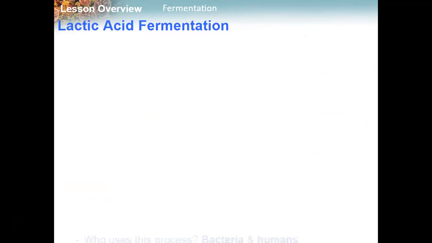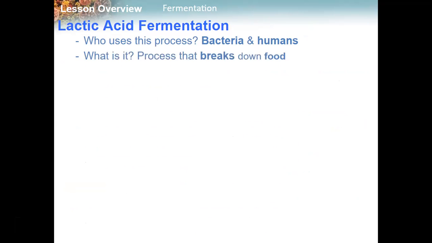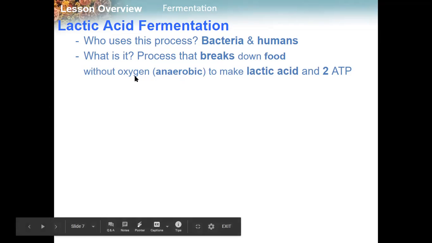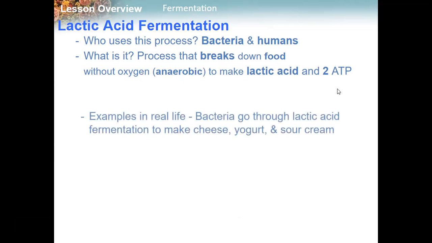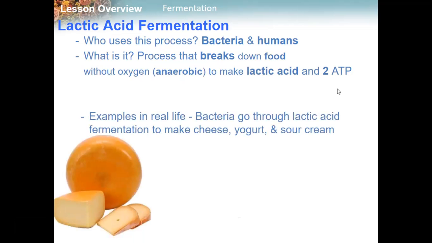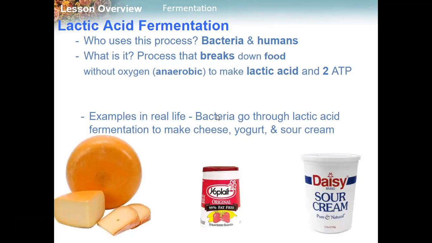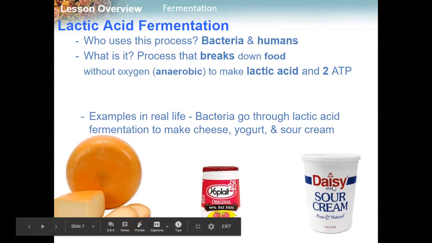The other type of fermentation is called lactic acid fermentation, and that's used by bacteria and us humans. So remember, fermentation is when we break down our food for energy, but we don't have enough oxygen available. And when we do this, we will make something called lactic acid. And here's the important part: we get 2 ATP out of this. Now, we can use bacteria to go through lactic acid fermentation to make certain foods like cheese, yogurt, and sour cream.